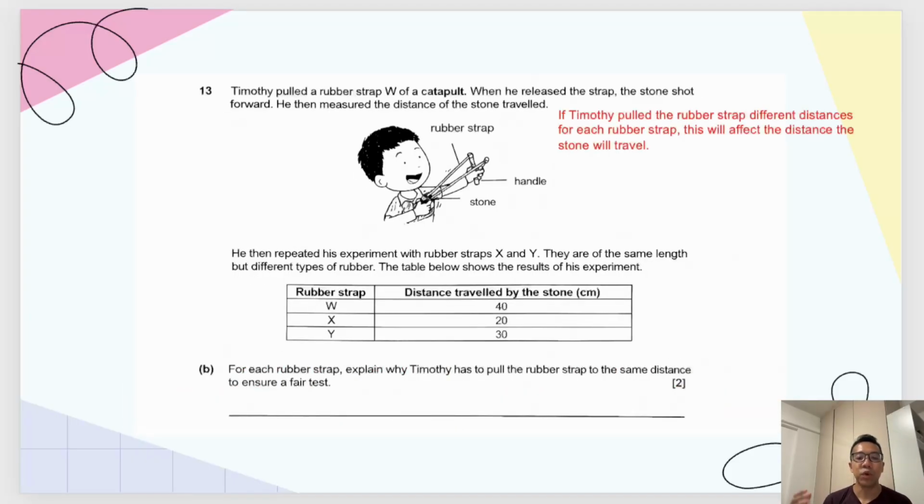Next, we move on to part B of question 13. For each rubber strap, explain why Timothy has to pull the rubber strap to the same distance for it to be a fair test.